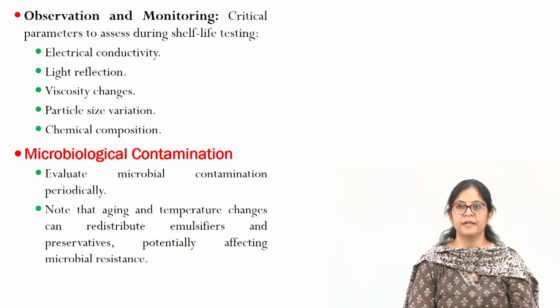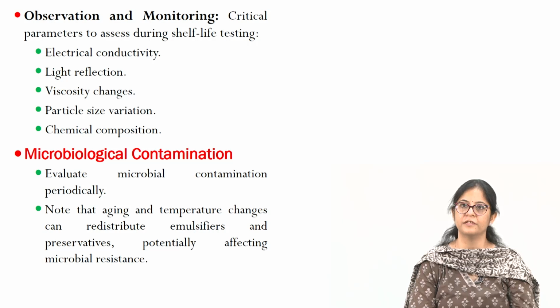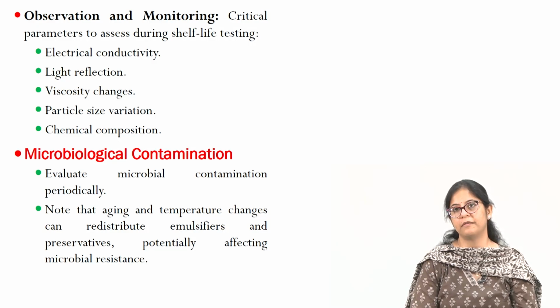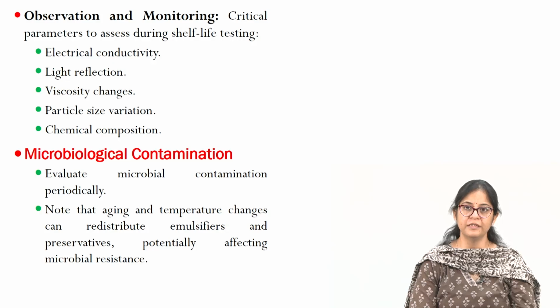Critical parameters to assess during shelf life testing are thus the electrical conductivity, light reflectance, viscosity changes, particle size variation, and chemical composition. Microbial contamination is also used to evaluate the stability. This can also be triggered with changes in the moisture and temperature of the environment. Aging and temperature changes can redistribute emulsifiers and preservatives, which can potentially have an impact on the microbial resistance.